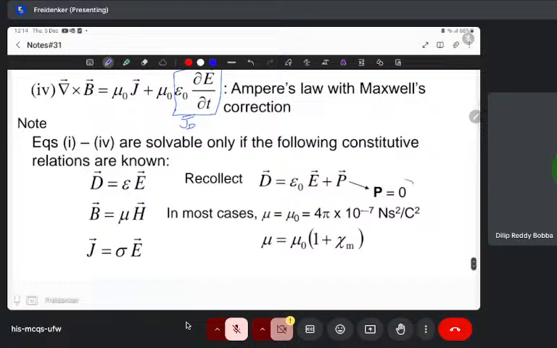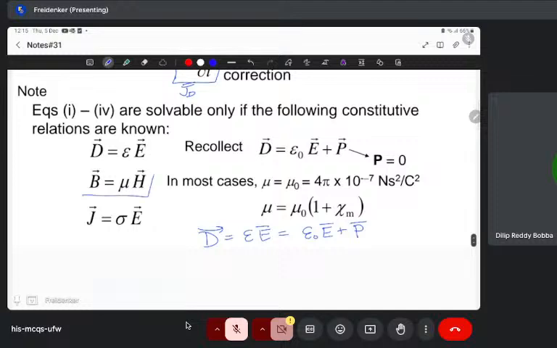Yes, so they have to consider P to be zero, or else all these equations are horrendous. We know D is this one, which is also equal to epsilon naught E. So if P is zero, then epsilon is epsilon naught. That is fine. This is also fine. This is also fine. This is Ohm's law.